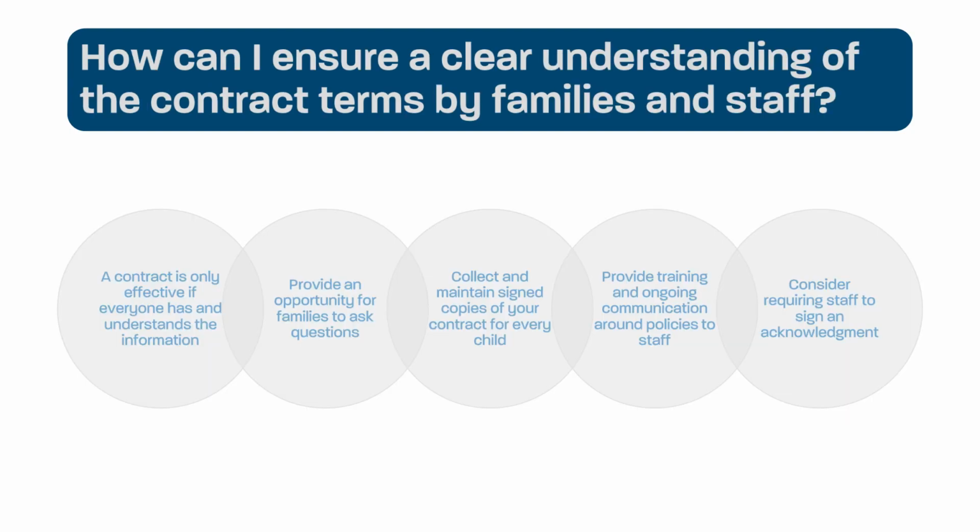A contract will only be effective if everyone has and understands the information. First and foremost, share the contract and the family handbook with family members, ensuring they have a clear understanding of the terms and expectations. Collect signed copies of the agreement to formalize the commitment and maintain a record of mutual consent. For new families, take time to review the contract terms and family handbook together.